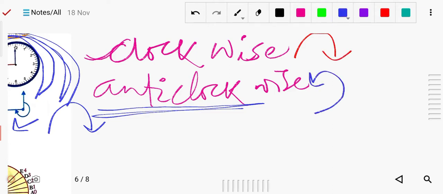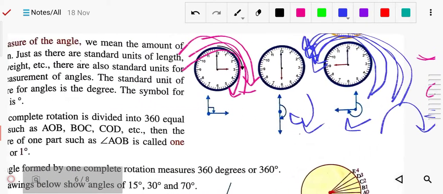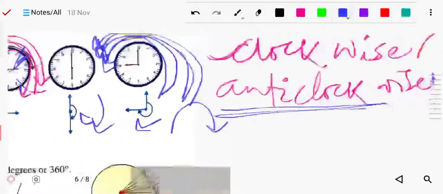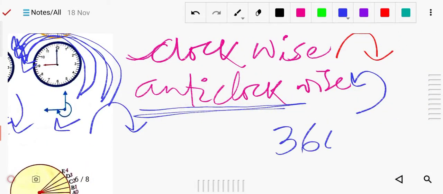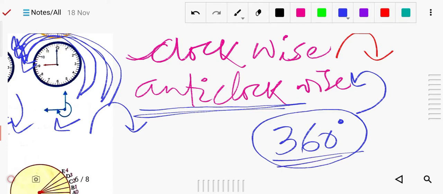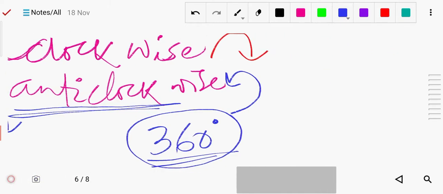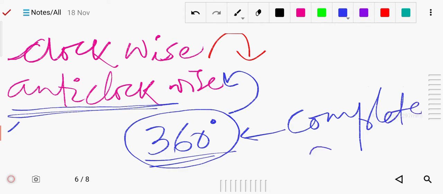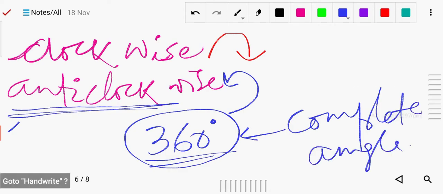Now you can see here in this clock, if you divide all these spokes into equal parts, they have divided the clock into 360 equal parts. The full clock is divided into how many parts? 360 parts. That's why we can say that this 360 is called the complete angle. Complete angle means this full angle.